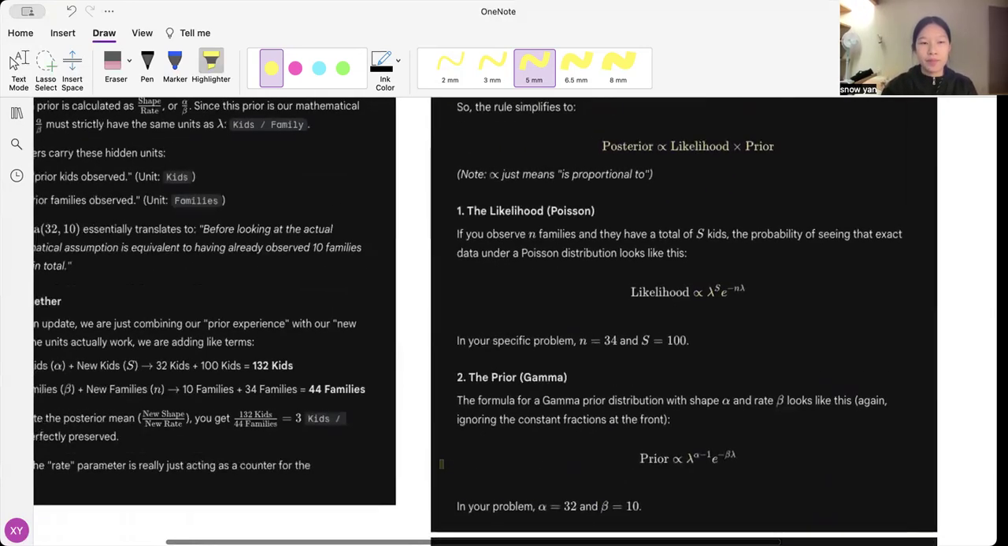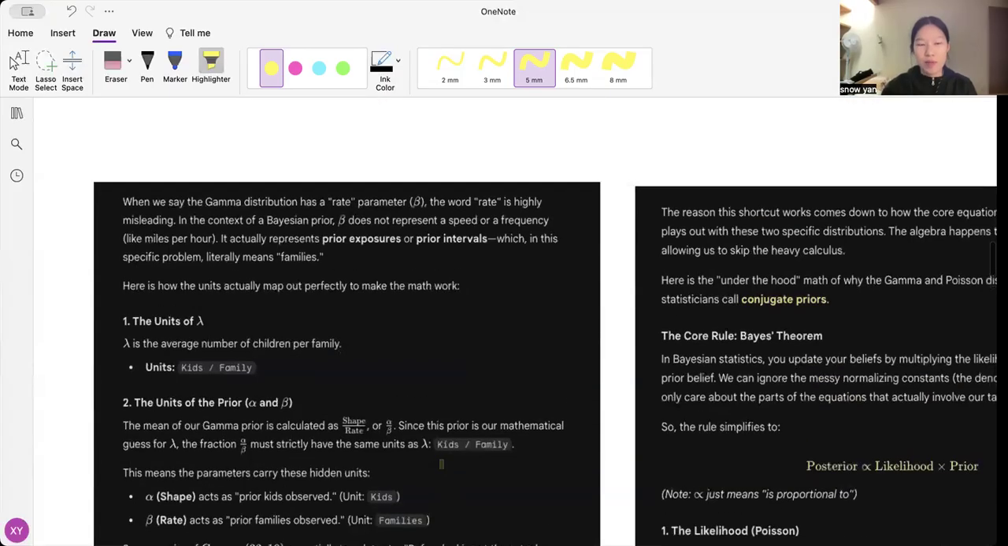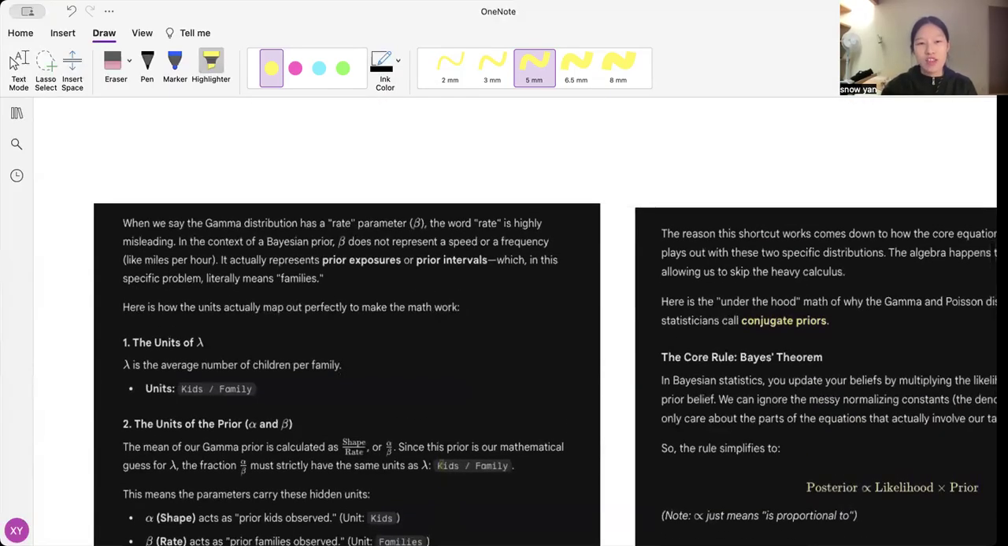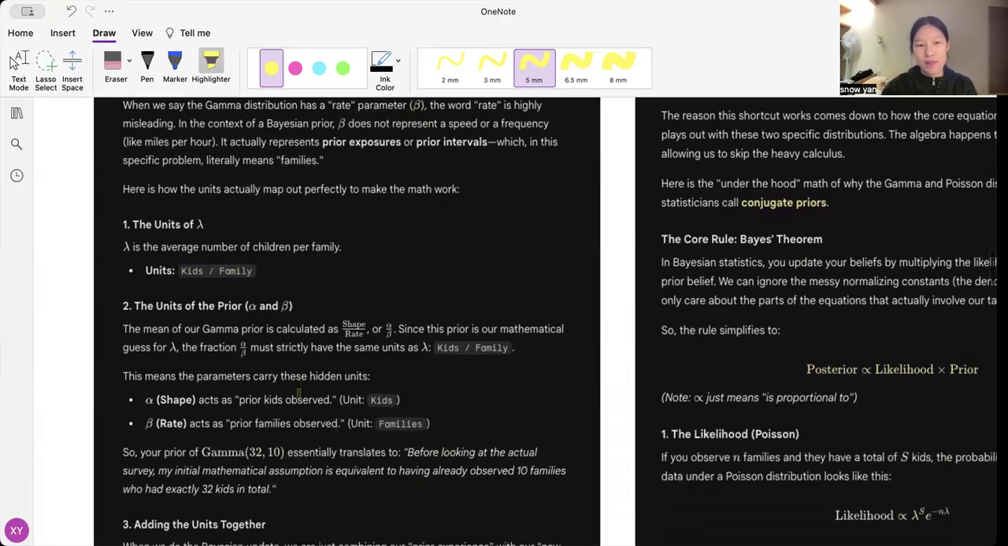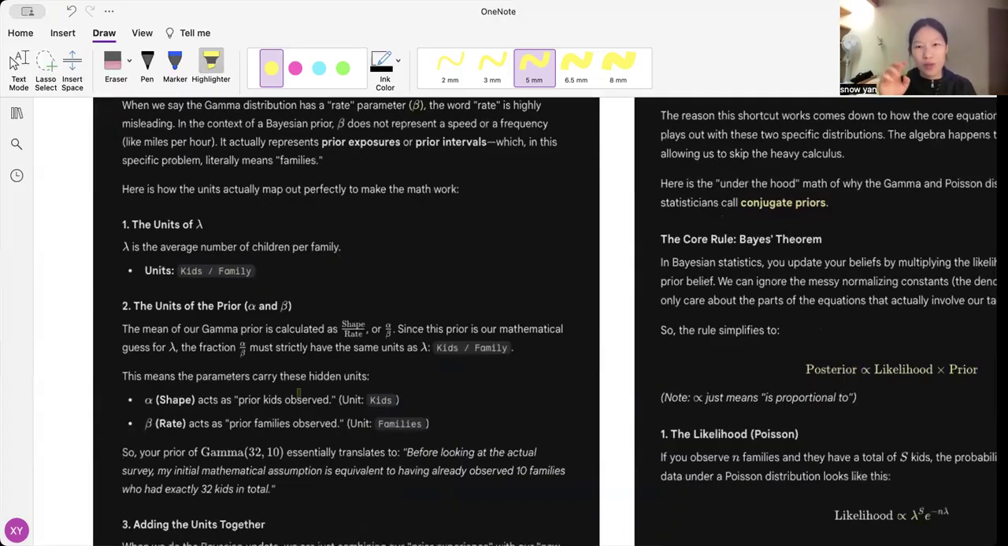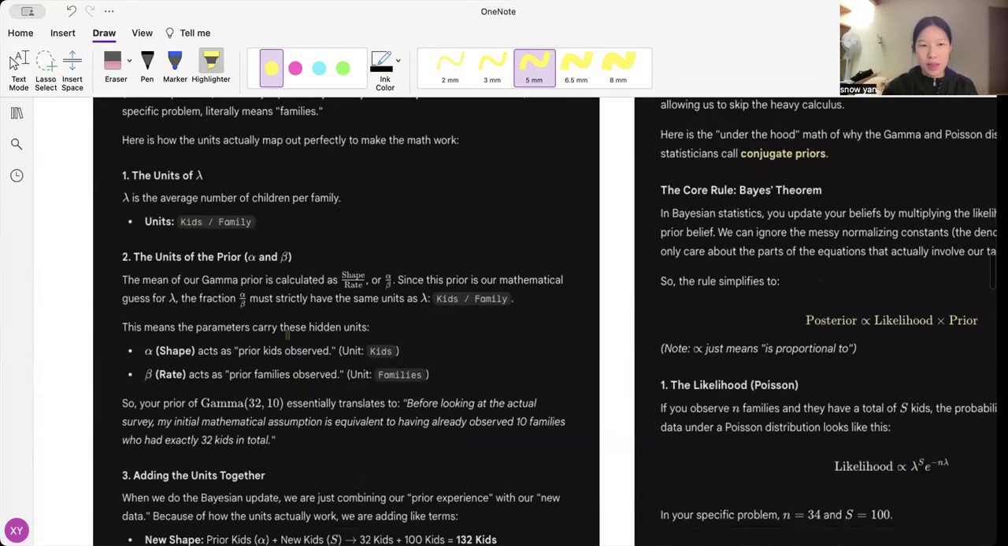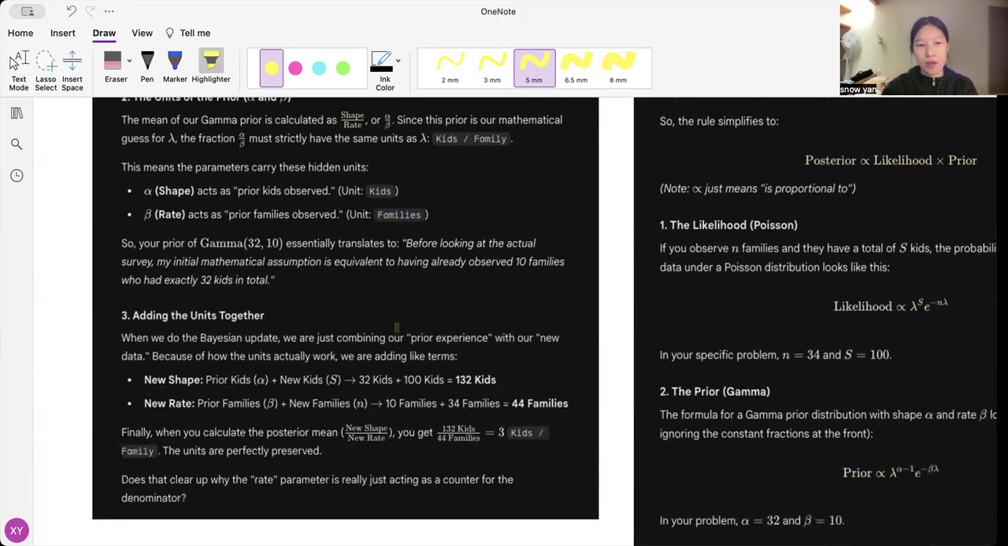I was first confused about the rate. What it means is that the parameter b is just kids divided by family, so it's not actually a rate. And the mean of the prior is calculated by shape divided by rate, so that's just alpha divided by b. It's a lot of vocab that I was not familiar with.